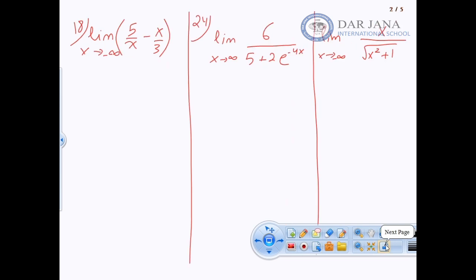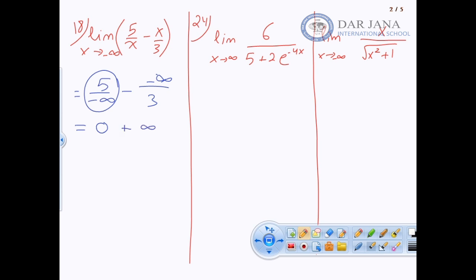Let's go to the second example, exercise number 18. Limit as x approaches negative infinity. Let's substitute directly 5 over negative infinity. Why are we substituting directly here? Here we don't have a rational function. It's rational, but every term is alone, so we can directly substitute negative infinity over 3. So 5 over negative infinity, as we said, a number over infinity is always 0. Now negative times negative is positive infinity over 3. Actually, infinity over any number is always infinity.